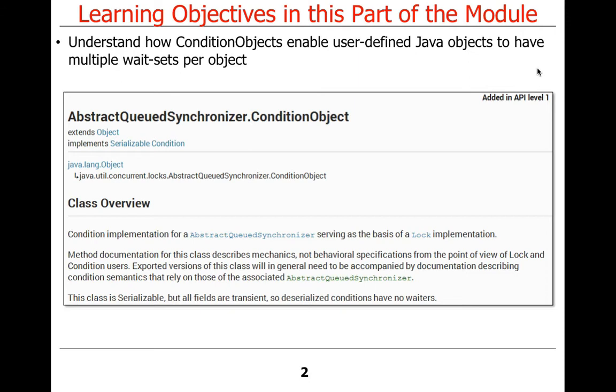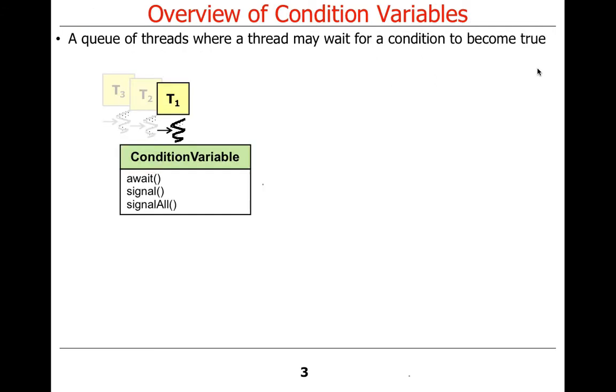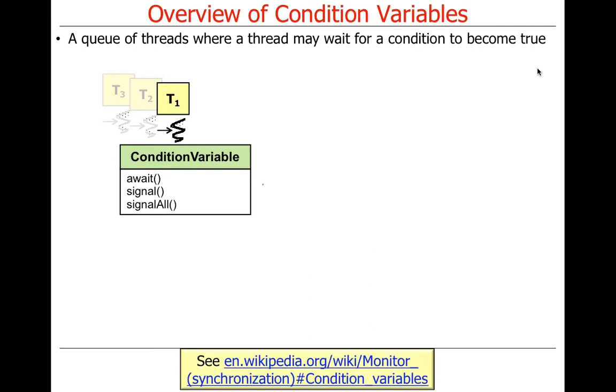So we're going to see how condition objects allow you to have Java objects that have more than one wait set, because they already have one, which is their monitor condition, or their wait queue, as it's often called. But this is going to allow us to have arbitrary numbers of them. A condition variable is conceptually a queue of threads where a thread may wait for a condition to become true. That's the basic thing that a condition gives you. It's a way for you to wait. That's why it's called a wait set.